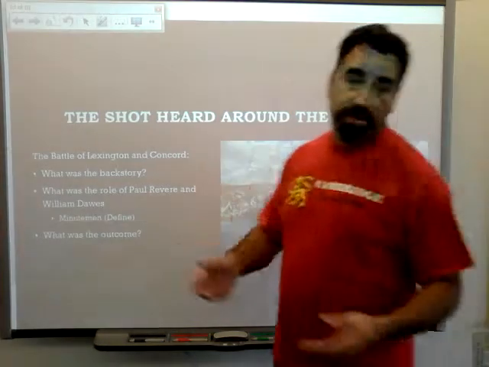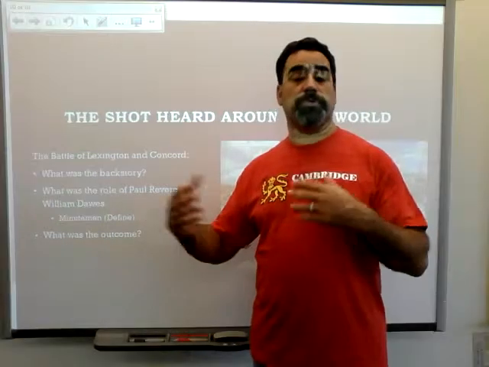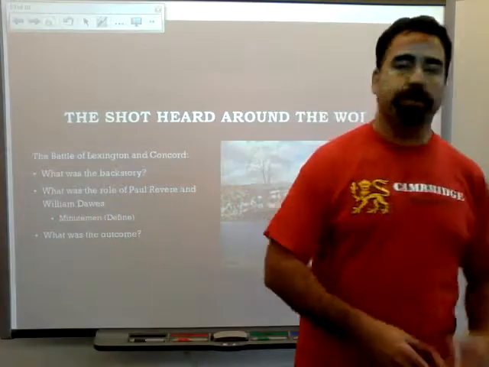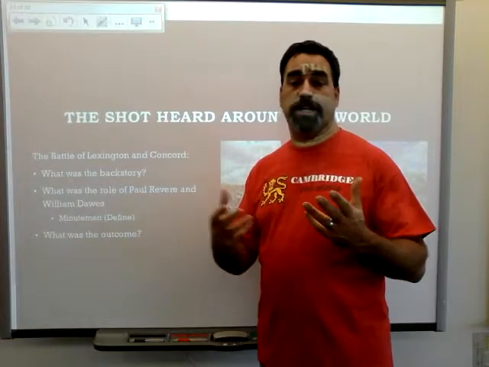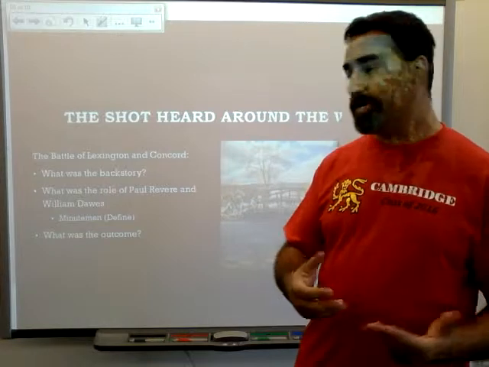So the British said, well, that's fine. We are simply going to go to Concord, and we are going to take those weapons. There was also an idea that we're going to find a leader of the revolution, a fellow by the name of John Hancock, and we are going to arrest him.